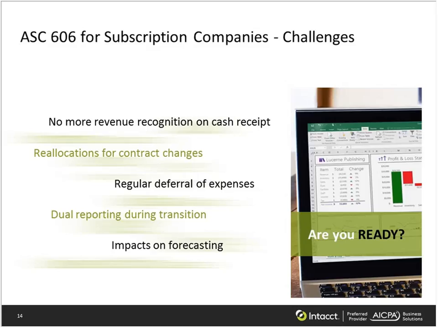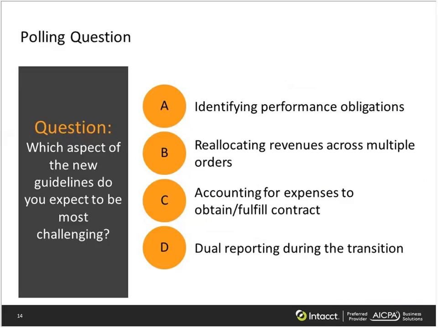So with that summary of the guideline changes and the timing considerations, let's run our final polling question of the session, which is, which aspect of the new guidelines do you expect to be most challenging? Is that identifying and tracking performance obligations in a very structured way? Is that potentially reallocating revenues across multiple orders? For those of you that do discounting and are subject to multi-element arrangements, this is going to be a complex topic. Is it correctly accounting for expenses to obtain or fulfill the contract, or do you think it's going to be the dual reporting that you're going to need to do during the transition?